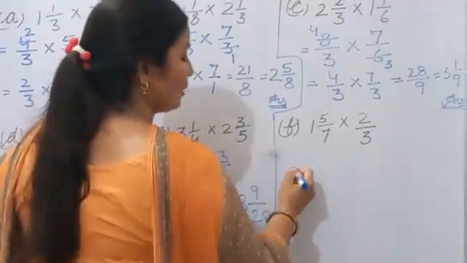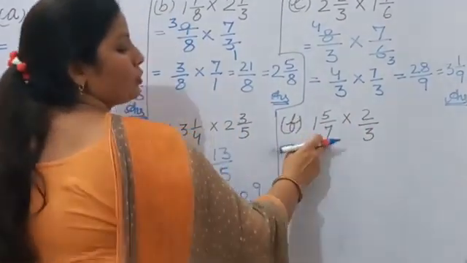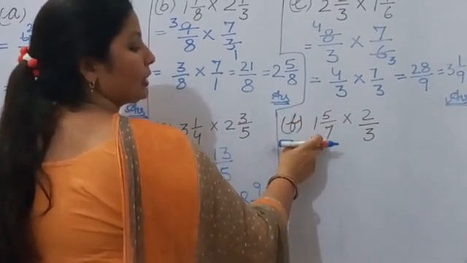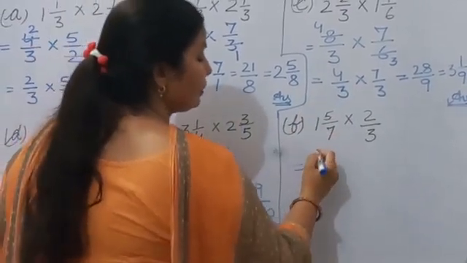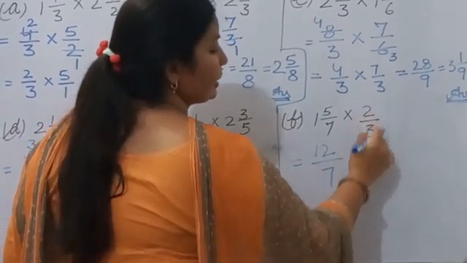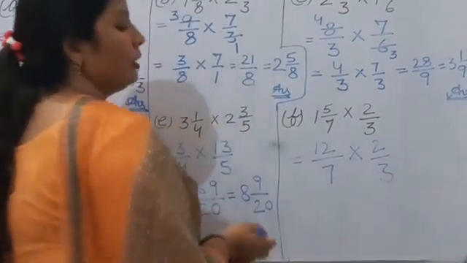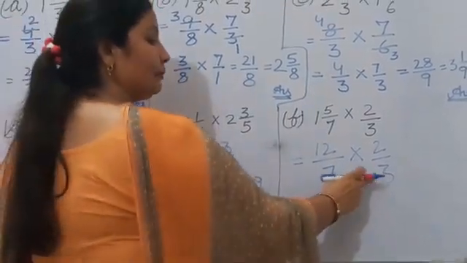In F part you have 1 whole 5 upon 7 multiply by 2 upon 3. So we change it into an improper fraction. 7 ones are 7, 7 plus 5, 12 upon 7. Multiply. Now this is already a proper fraction, so as it is we write. Now we can say that in the 3 table we have 12.